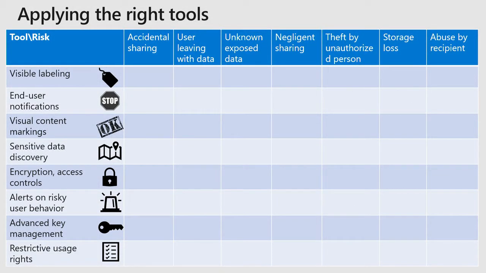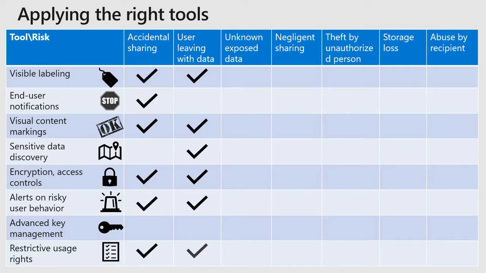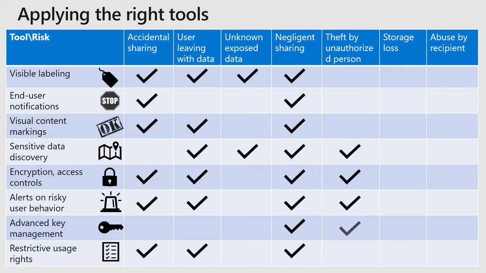If we look at these different types of incidents, and we look at the tools at our disposal when we introduce something like Azure Information Protection: visible labeling and user notifications, visual content markings, sensitive data discovery, encryption, alerts, advanced key management, restricted usage rights, and a few other things. When you check which ones are addressed, you'll see that there is a mix of capabilities.